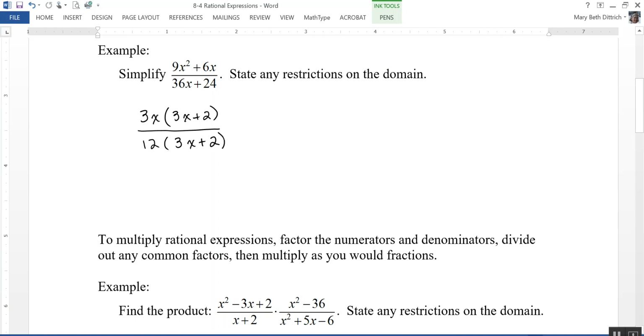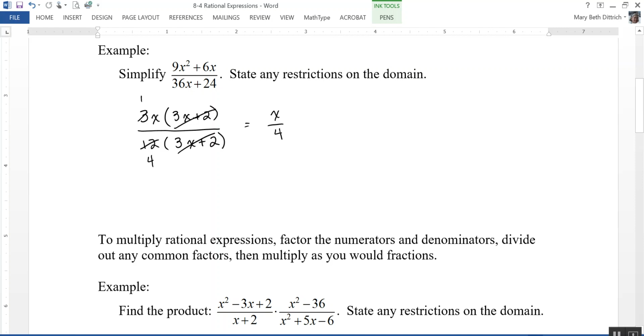Now I'm going to cancel out any common factors. Obviously 3x plus 2. Remember, you can only cancel things that are being multiplied. So notice that on the top it's 3 times x times the quantity 3x plus 2. So I can't just cancel the 2 and the 2 and the 3x in the parentheses and the 3x in the parentheses. I need to cancel out the whole set of parentheses. And then over here I can cancel out the 3 with the 12. And so what I'm left with is x over 4.